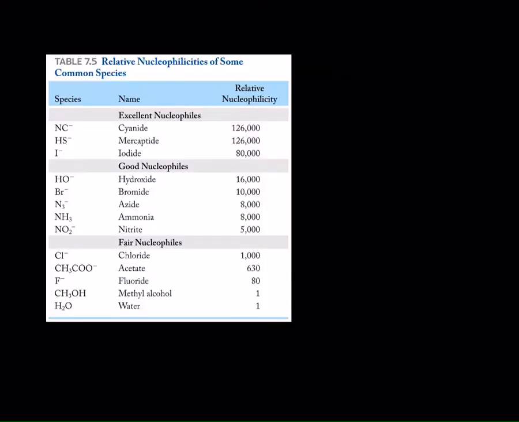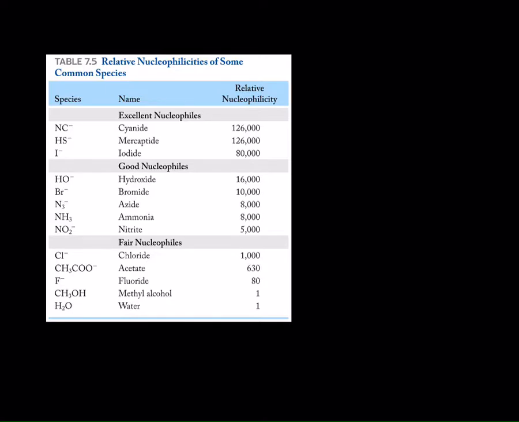And if you look at table 7.5 in your textbook, they have a really nice table that shows you some relative nucleophilicities of common species. So nucleophilicity is how good of a nucleophile something is. And we see that there are some excellent nucleophiles. So cyanide and mercaptide and iodide are very good nucleophiles. Then there are some good nucleophiles: hydroxide, bromide, azide, ammonia, nitrite. And then there are some nucleophiles that are okay. So chloride and fluoride fall into this category. Fluoride isn't a very good nucleophile.